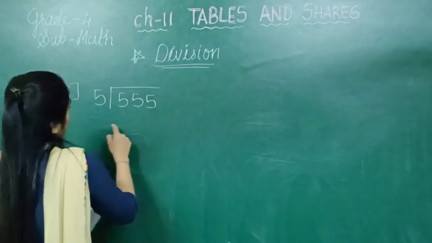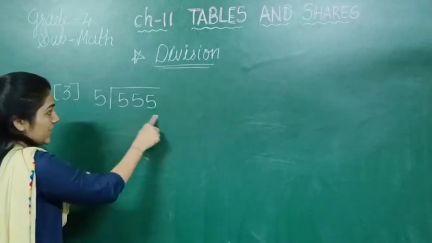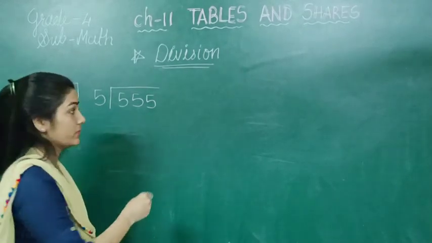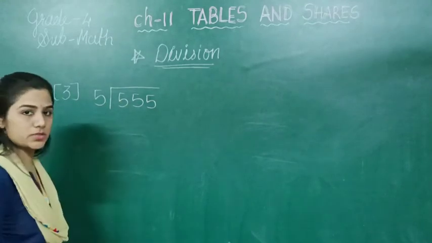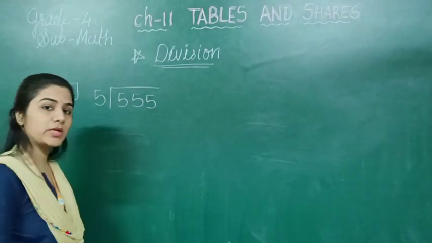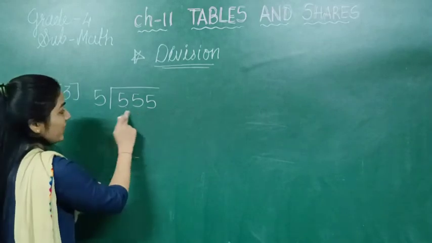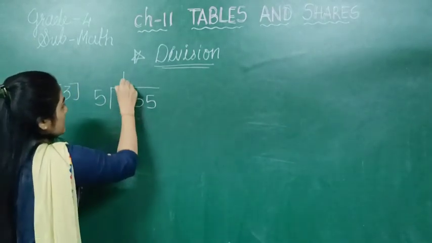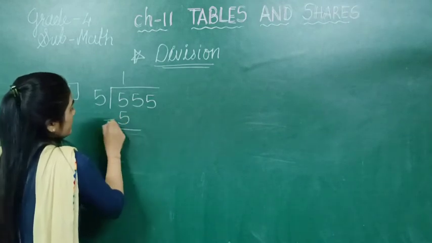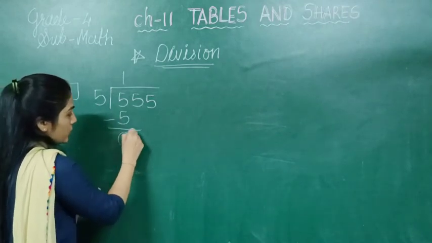555 divided by 5. 3 digit by 1 digit. 3 digits are given and we are dividing this 3 digit number with 1 digit. So here we have to follow the table of 5. It is a very simple and easy sum. 5 ones are 5 will come. 5 minus 5, 0.